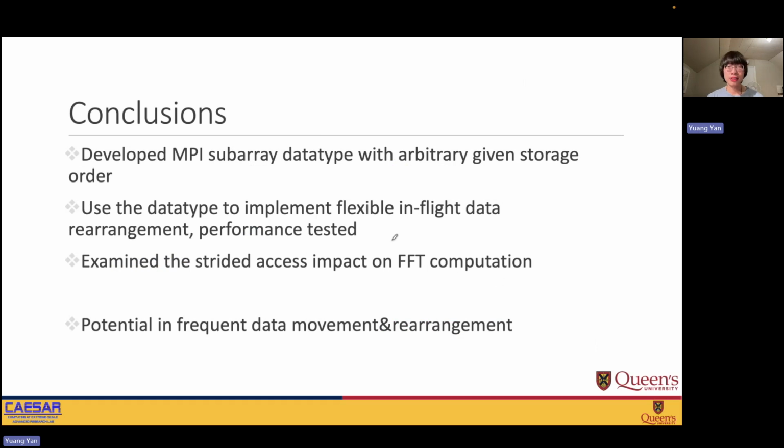And for our conclusions, we have developed MPI derived data types with arbitrary given storage order, which we could use for in-flight data rearrangement, and we have tested the performance. We have examined specifically the strided access impact on FFT computation, which is not massively studied in the previous literature, and our method of data movement has further potential if frequent data rearrangement is needed. In such scenarios, it should have better performance.